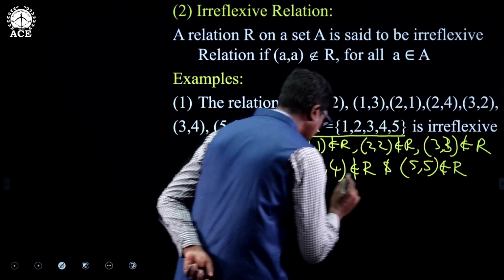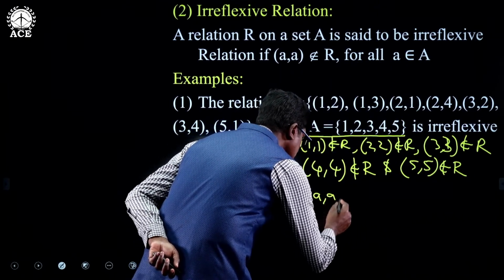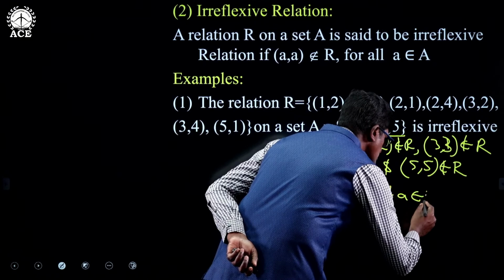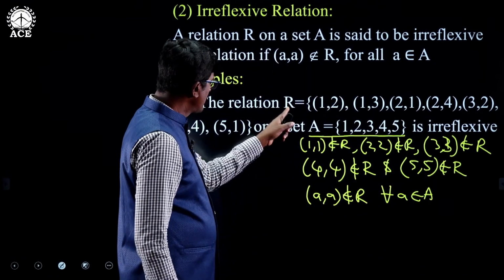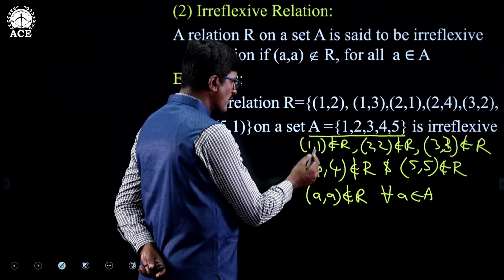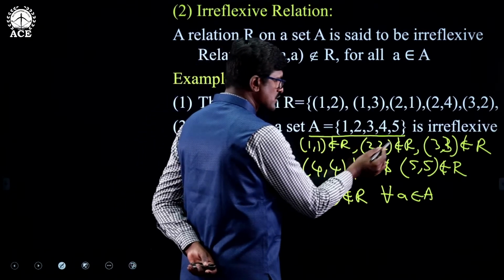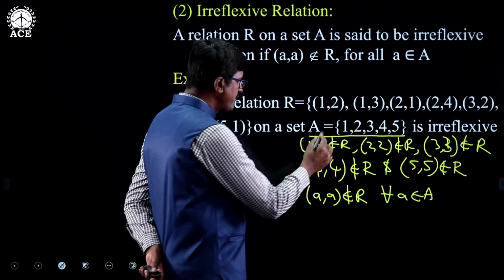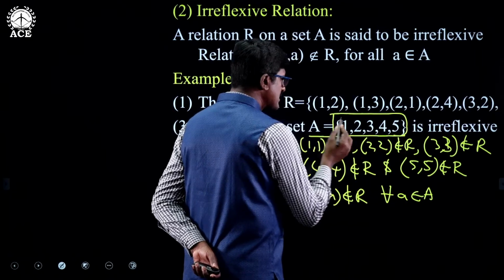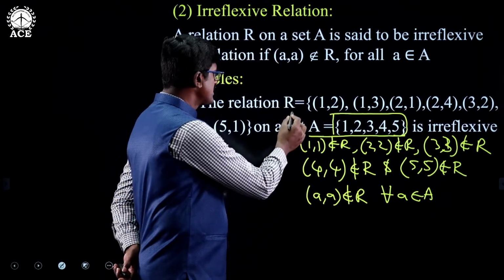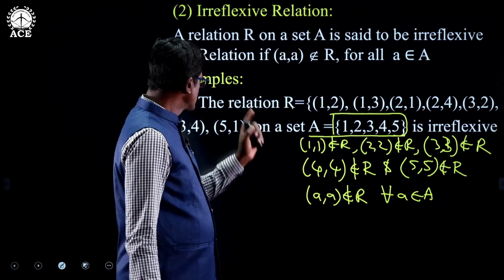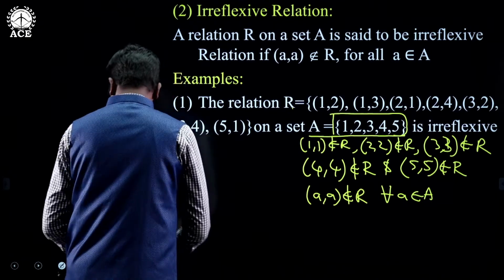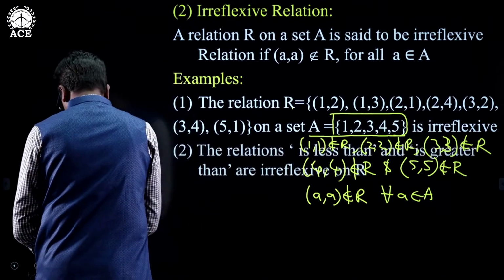That is, (a, a) does not belong to R for all small a belongs to capital A. So if you observe, this relation does not consist of (1, 1), (2, 2), (3, 3), (4, 4), (5, 5). That means for every element in this set A, there is no mapping to itself in this relation R. That's why this relation R is an irreflexive relation. So that is the example for the irreflexive relation. Now I'll show one more example.